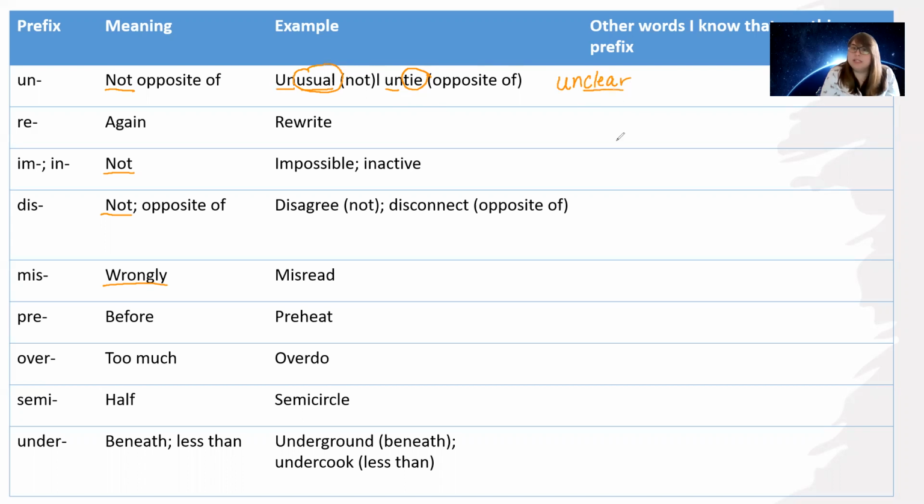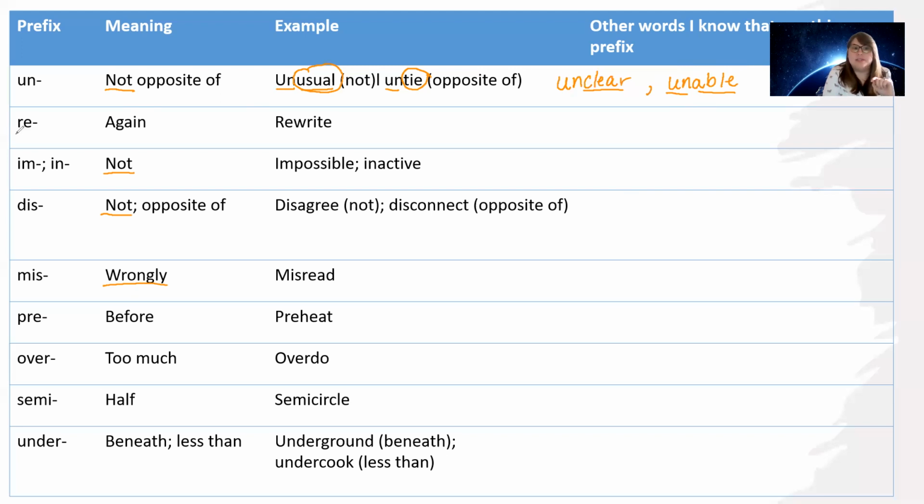We know clear means that it's easy to see or easy to understand. So when I add un to it, it means the opposite of that. I might also be able to use a word like, let's see, unable. I am not able to do something. We have that prefix un and our root word able.